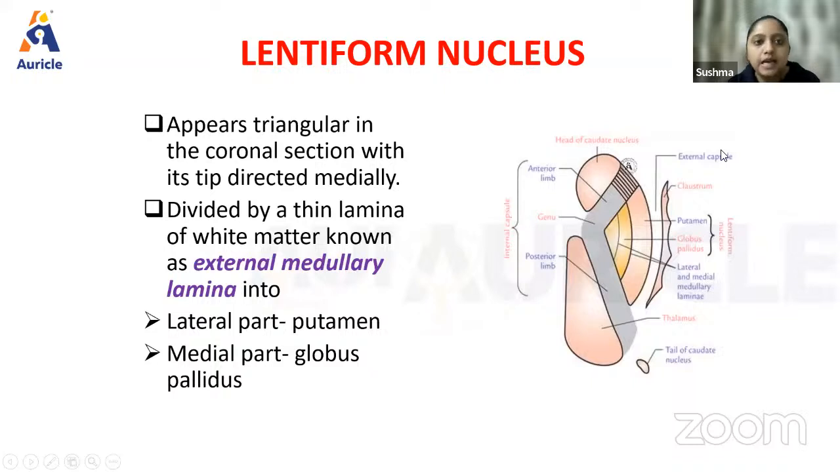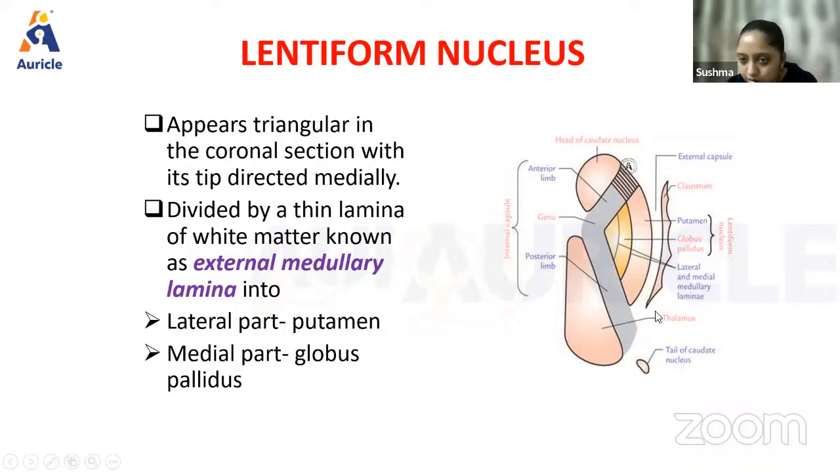Lentiform nucleus. Now, lentiform nucleus appears triangular in coronal section, but its tip is directed medially. It is divided by a thin lamina of white matter known as the external medullary lamina into globus pallidus and the putamen. So the medial one is the globus pallidus, the lateral one is the putamen.